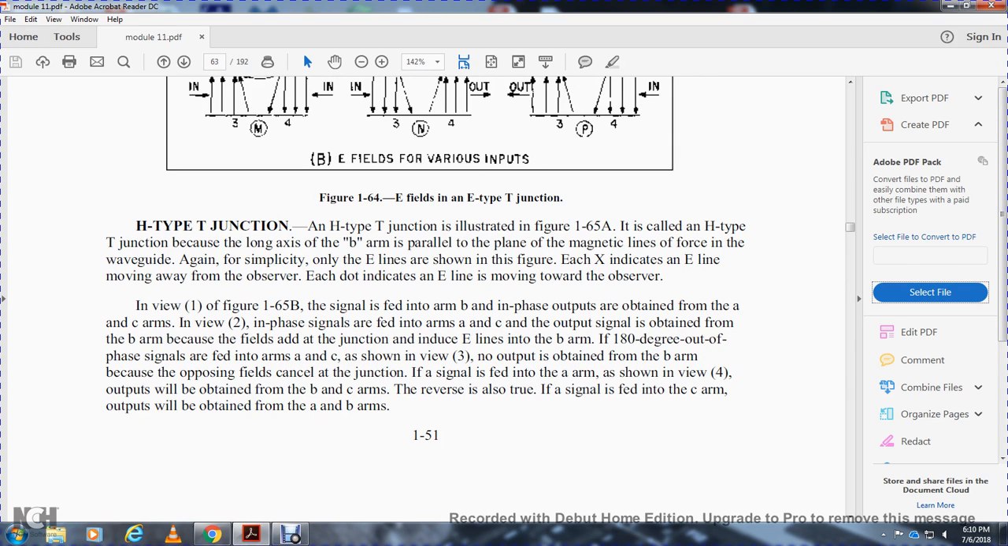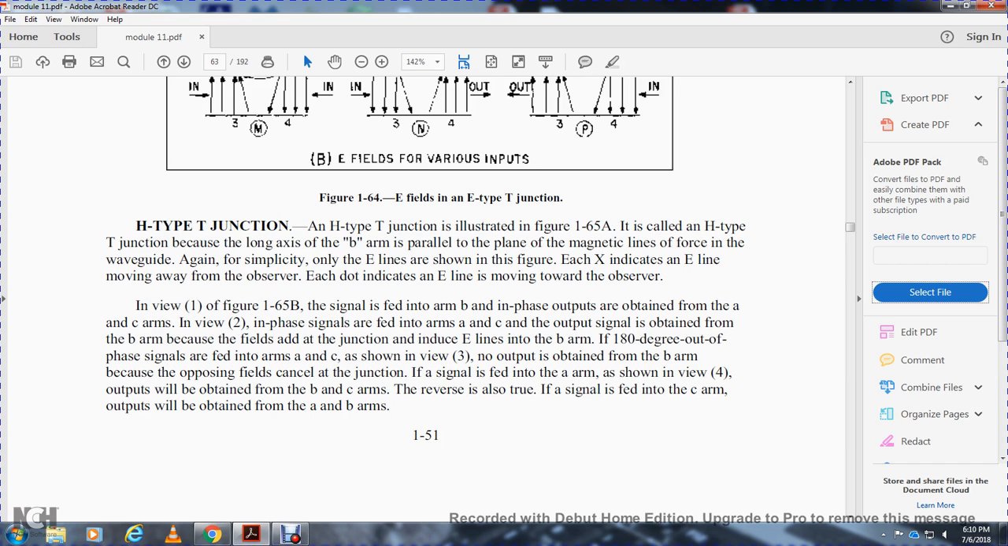In view 1 of Figure 165B, the signal is fed into arm B with in-phase outputs obtained from arms A and C. In view 2, input signals are fed into arms A and C with the output signal obtained from the B arm, because the fields combine at the junction into an electric field in the B arm. If 180 degrees out of phase signals are fed into arms A and C, as shown in view 3, no output is obtained from the B arm because the outputs are canceled at the junction.